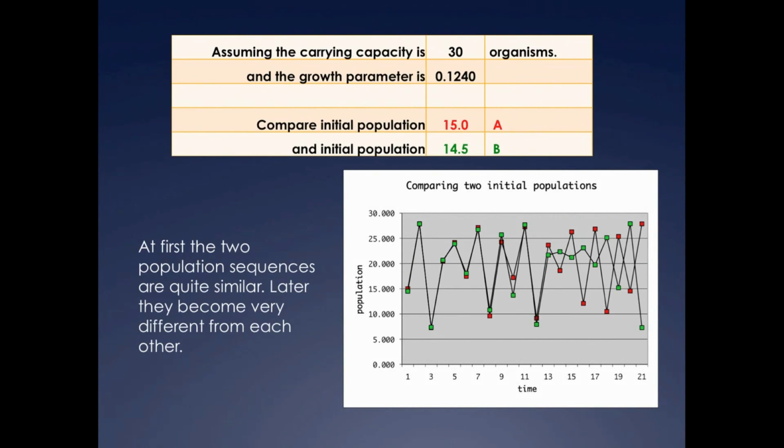Now, here for contrast is a different example. Again, I'm assuming the carrying capacity is 30 organisms, but this time I'm assuming the growth parameter is 0.1240. And suppose that we apply the calculations of this model with two different initial populations. Not so far off, but suppose A is 15.0 and B is 14.5. Well, at first, the population sequences seem to be very close to each other. If we look at the left side of this chart, the red and the green dots are almost indistinguishable out to about time, about 13, perhaps? And then all of a sudden, they go way out of whack with each other. They're just nothing alike. At time 21, they're very different.